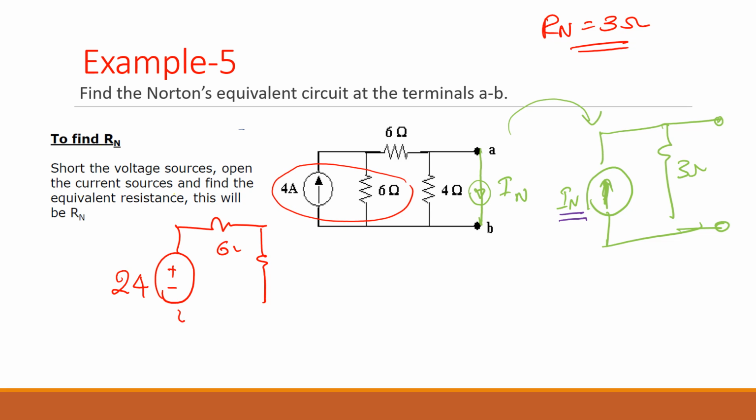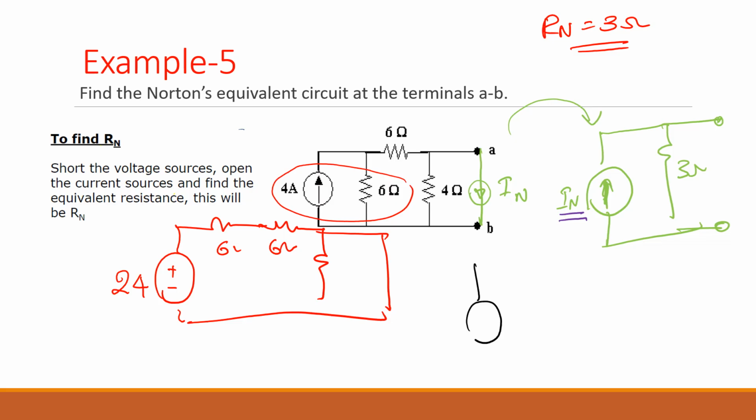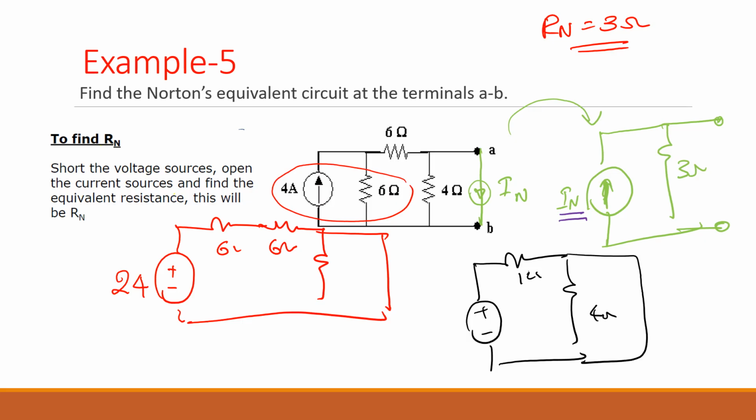So 6 and 6 are in series with each other. Do you agree with that? You will have like this, isn't it? So 6 and 6, that will be 12. So I'm redrawing the circuit with 12. So we have 12 ohms and we have 4 ohms like this. This is what I have. Agree? Any question?